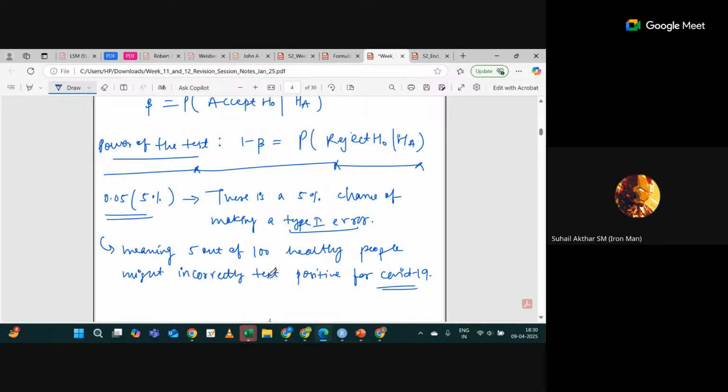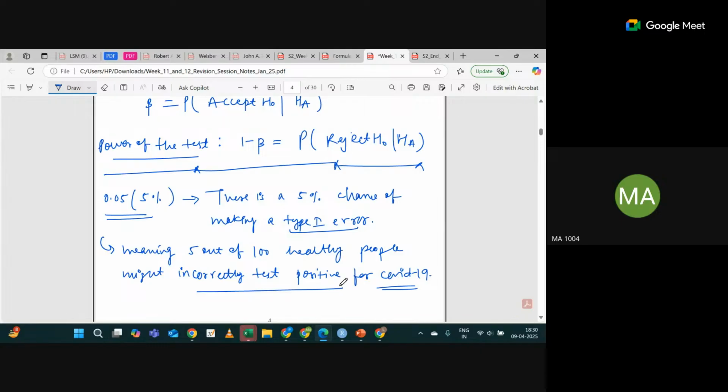It's all about H naught being true. It was given that that person is healthy, but they incorrectly test positive for COVID-19. So there is a 5% chance, a 5% risk, of making this kind of error whenever you perform it in a real life scenario.